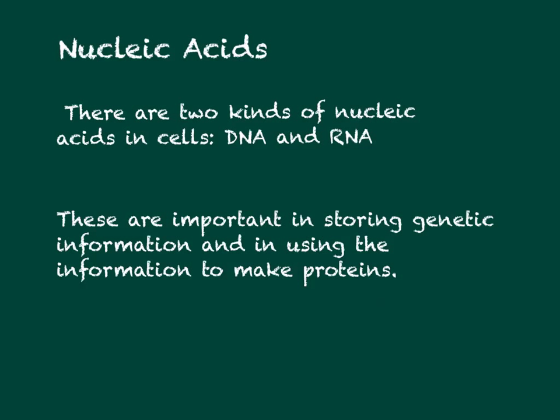And we'll finish up this tour of biochemistry by talking about the nucleic acids. Now, there are 2 kinds of nucleic acids in cells: DNA, which we're all familiar with, and another molecule called RNA. And these are really important in storing genetic information and in using that information to make proteins.